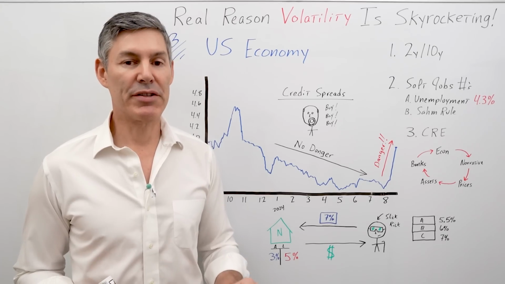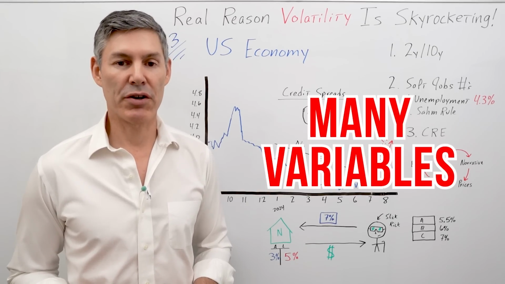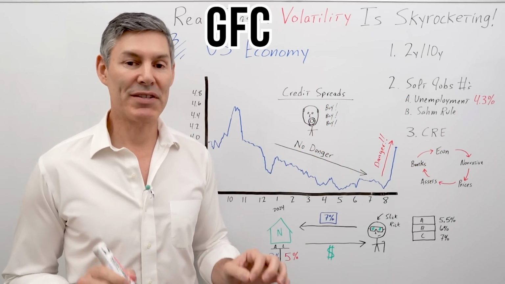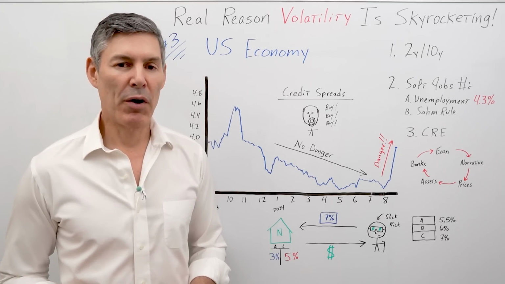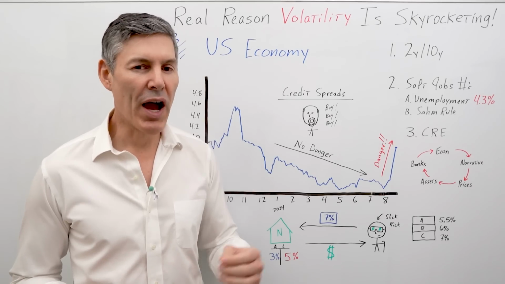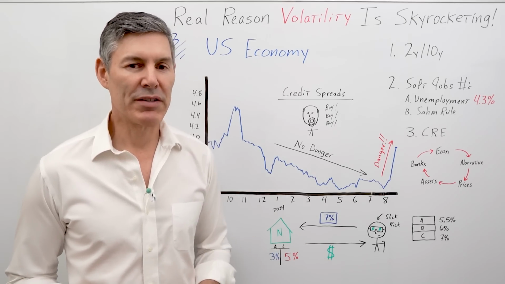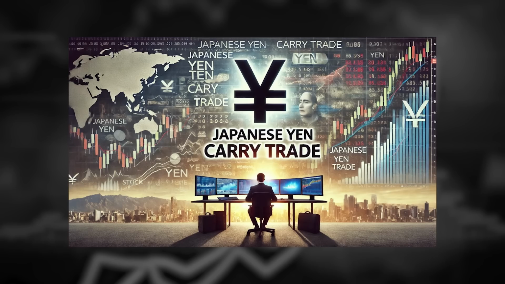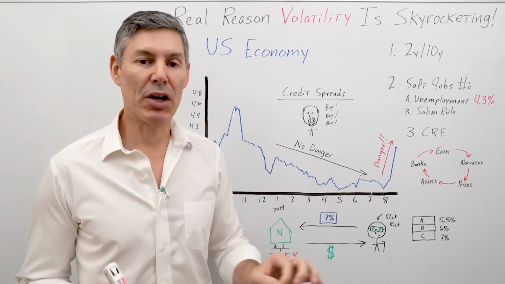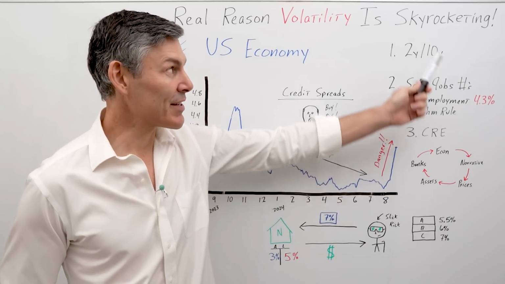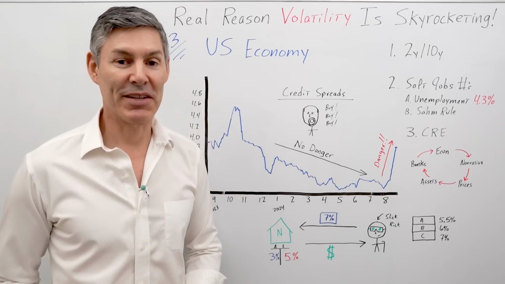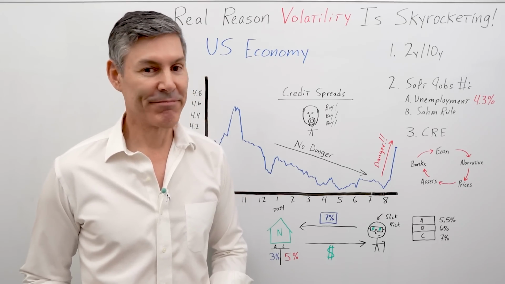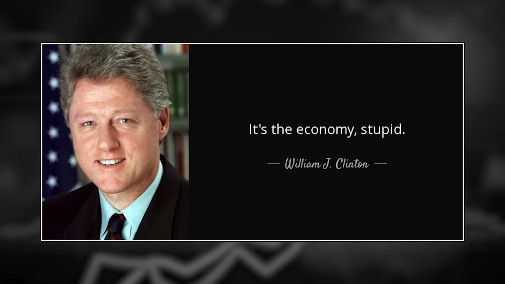So the main takeaway is there are many variables that are contributing to this GFC level of volatility we're seeing in the markets. But what the talking heads are trying to get you to believe is that it's all about the carry trade or the unwind of the carry trade. But I think an even bigger contributor to the fear index skyrocketing is simply what Bill Clinton told us in the 1990s. It's all about the economy, stupid.